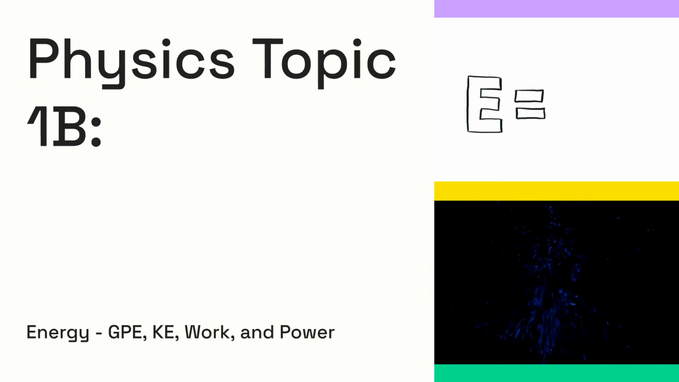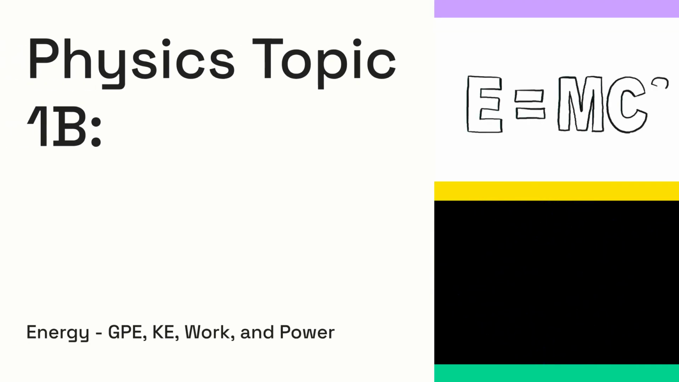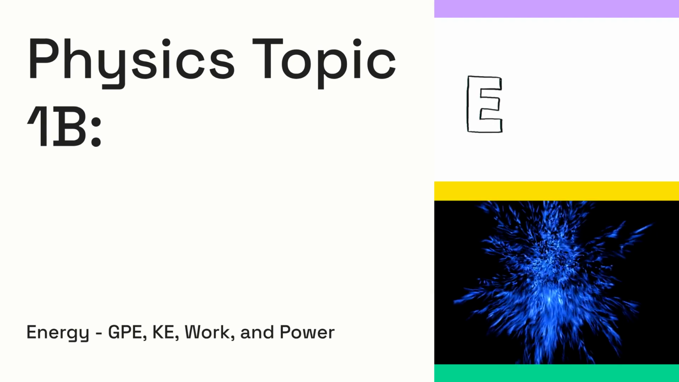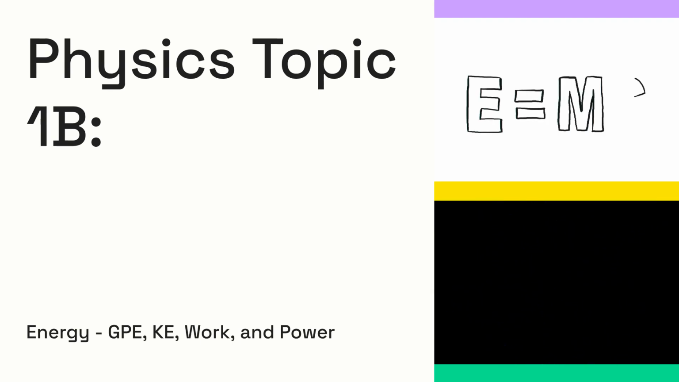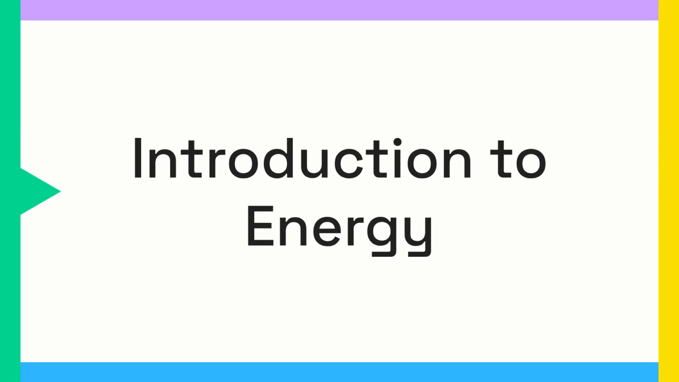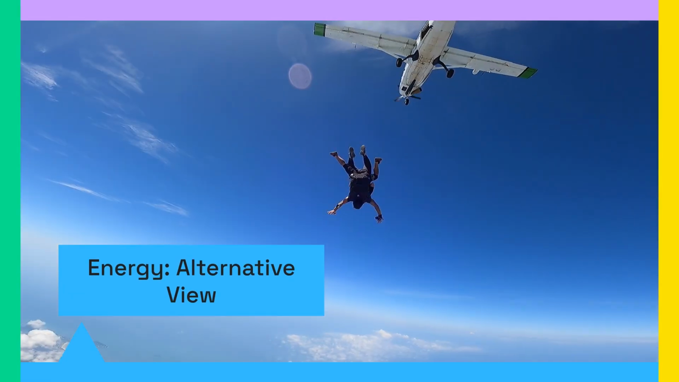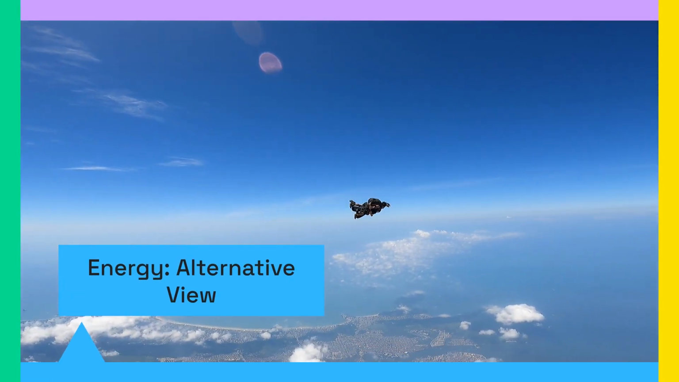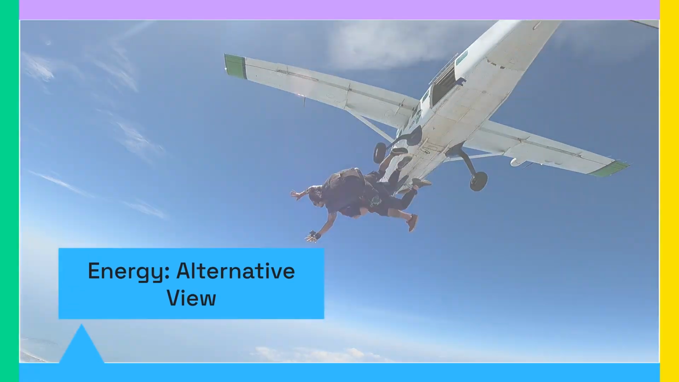Welcome to Physics Topic 1B, where we delve into the concepts of energy, covering gravitational potential energy, kinetic energy, work, and power. Let's begin with an introduction to how energy provides an alternative perspective on motion. Welcome back. Having discussed motion, we now turn to an alternative view, energy.